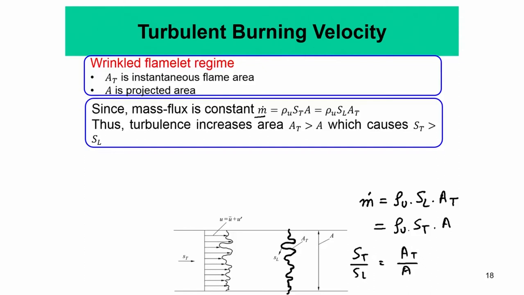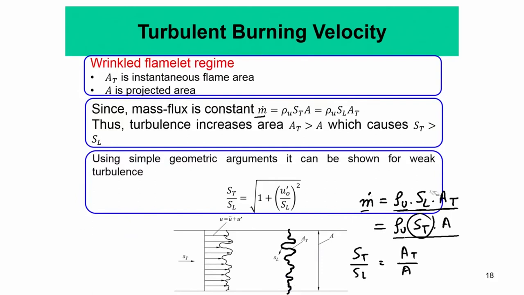So we get that m dot is equal to rho u times SL times AT, and we can equate that to rho u times ST times A. ST is a global propagation rate of the flame surface, or if this is statistically stationary, it is the speed at which the fuel reactant is approaching the overall flame surface. Then ST by SL is equal to AT by A. Since the turbulence increases the area, AT is greater than A, which means ST is greater than SL.